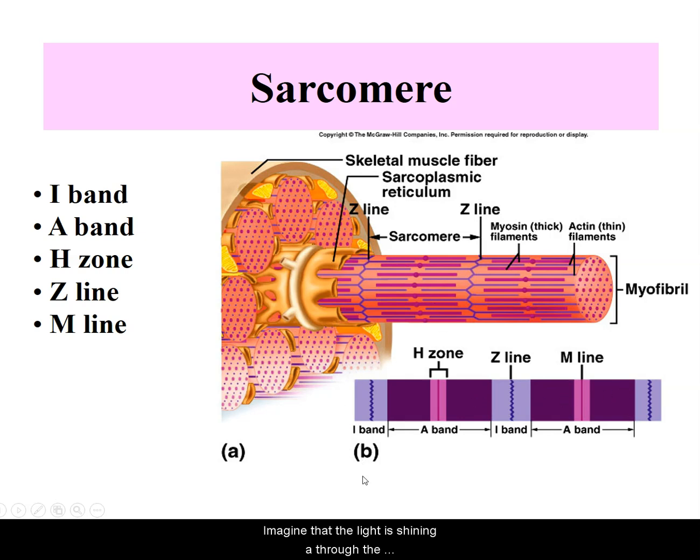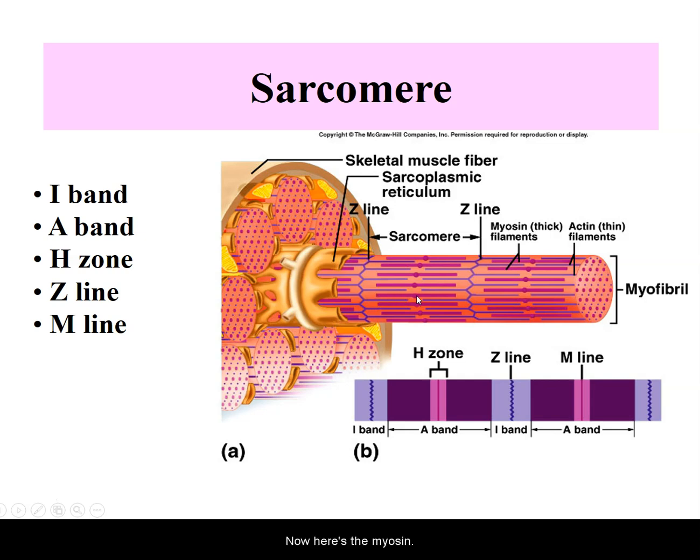Imagine that the light is shining up through the opening of the aperture on the stage from your light source, and it is shining through this section of muscle on that slide. Since you only have this Z line and the actin, which is very thin, the light coming through is very light. Okay? It's very light in color. This is a stained slide, and it's going to be very light in color.